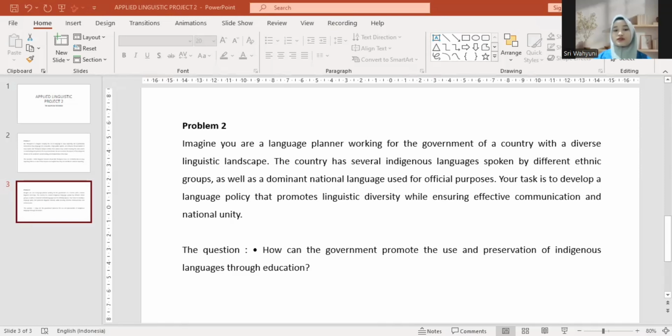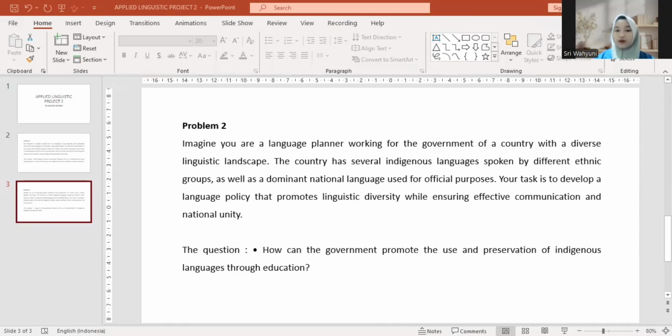Research in applied linguistics supports the effectiveness of bilingual education models in promoting language proficiency. The government can establish bilingual education programs that teach subjects in both the indigenous language and the national language. This approach not only helps students maintain their linguistic heritage, but also ensures they acquire the necessary skills in the dominant language for future opportunities. Bilingual education can enhance cognitive development and academic achievement, benefiting students in both languages. And then the fifth is community-based language initiative.